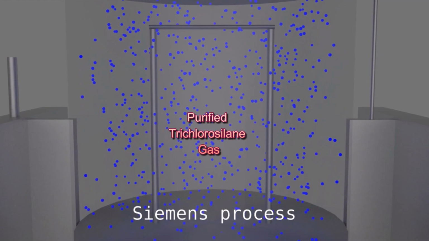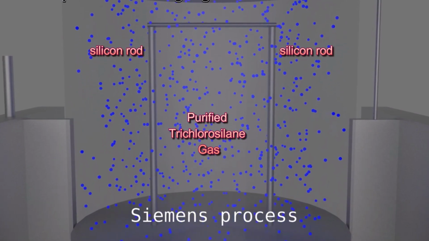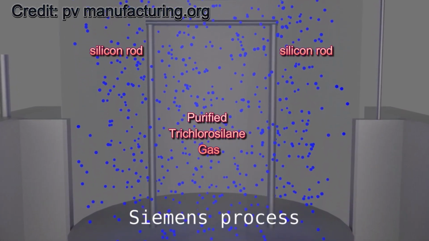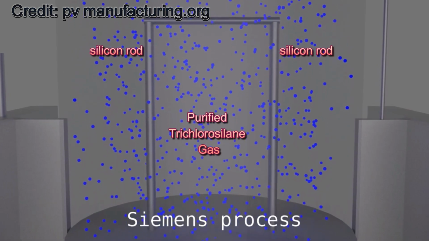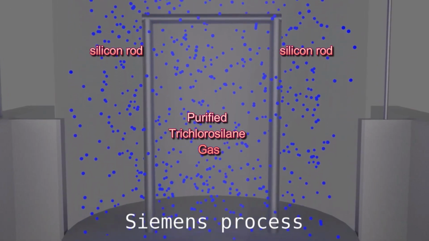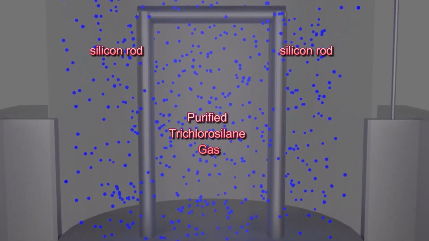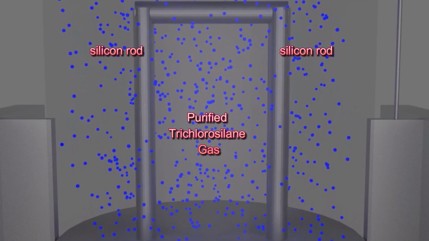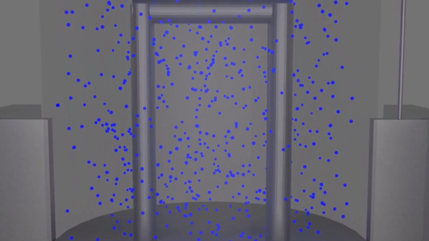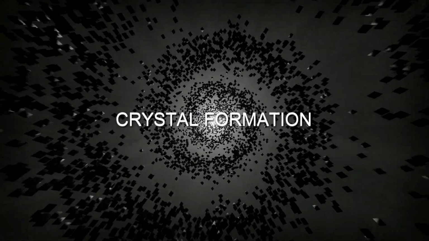Let's come back to the Siemens process. In this process, purified trichlorosilane gas decomposes at high temperature onto heated silicon rods. As the gas decomposes, pure silicon atoms deposit onto the rods, layer by layer. And only at this level does silicon become suitable for high-performance photovoltaic and semiconductor applications. At this point, the material is no longer ordinary industrial silicon. It has become one of the purest engineered materials ever produced at industrial scale, and only now can the crystal formation process truly begin.